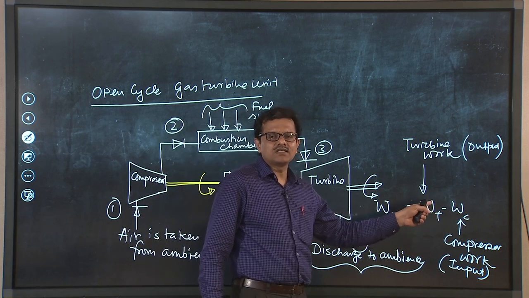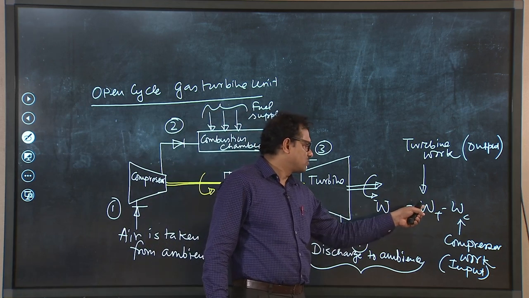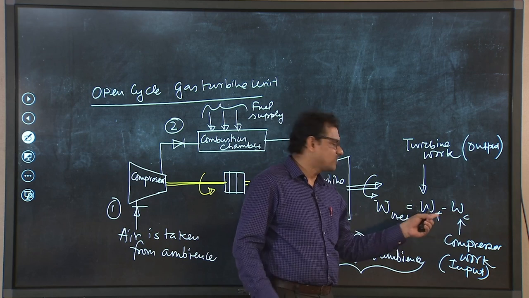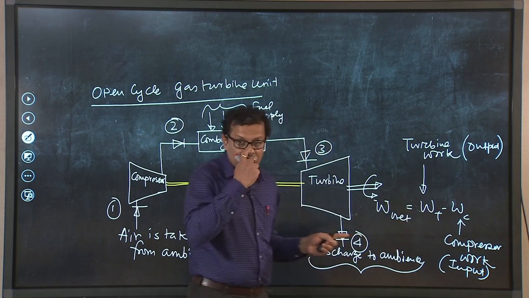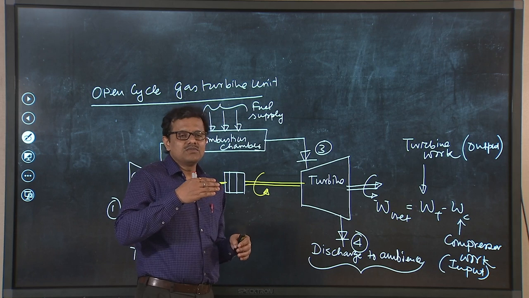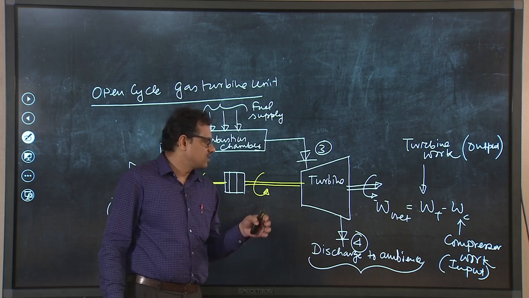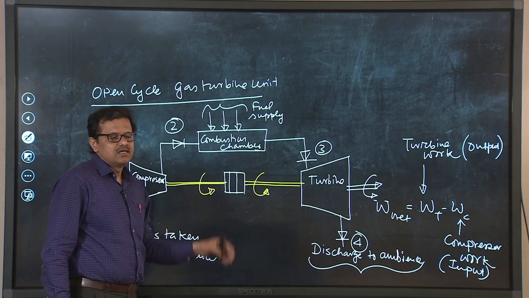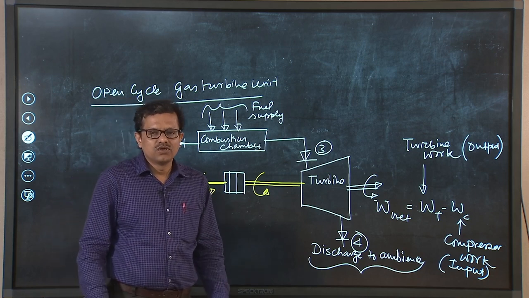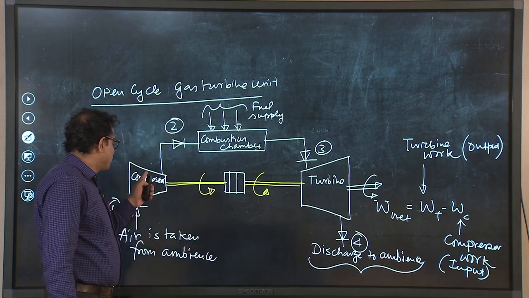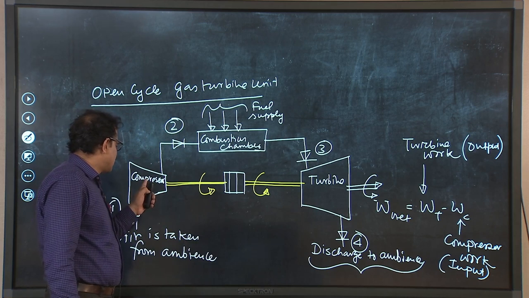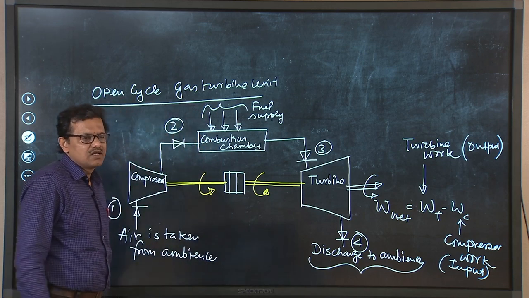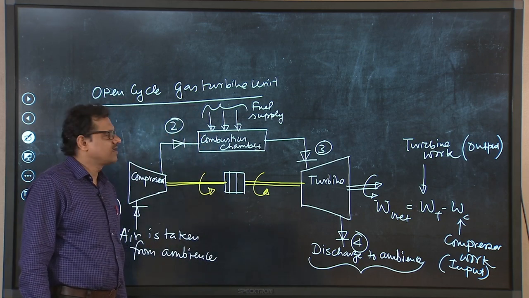So, essentially what we can understand, the W net will be reduced. W T should be even less, W C will be more, and the gross effect would be a reduction in W net, and W net becomes so small that self sustaining of this unit becomes a problematic issue. So, while we are considering the process either in a compressor or in this turbine, we have to assume that the processes are not reversible adiabatic.